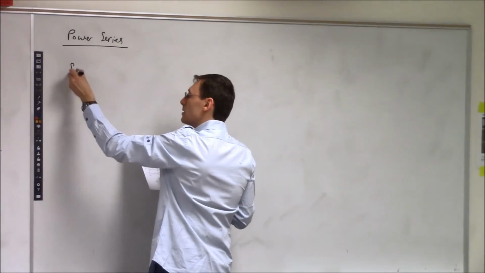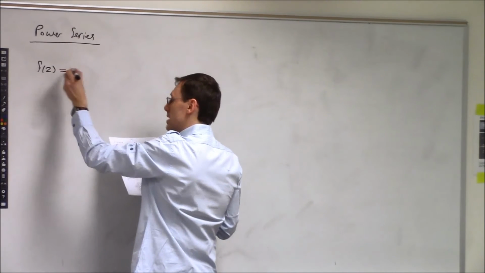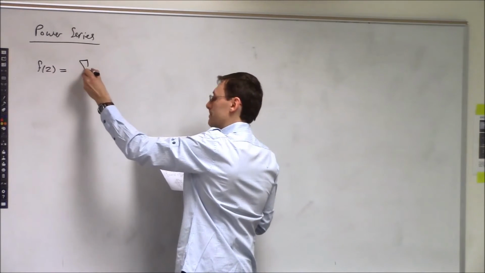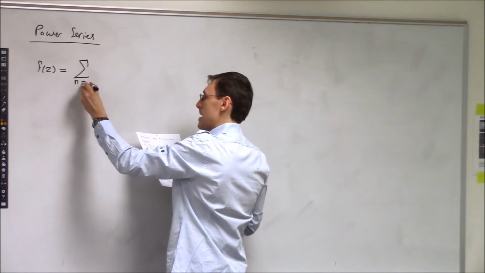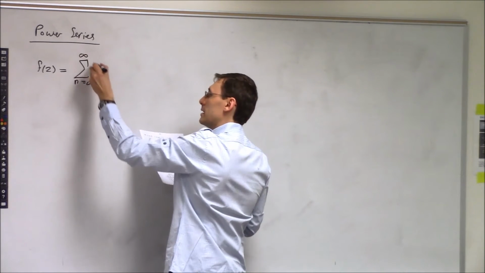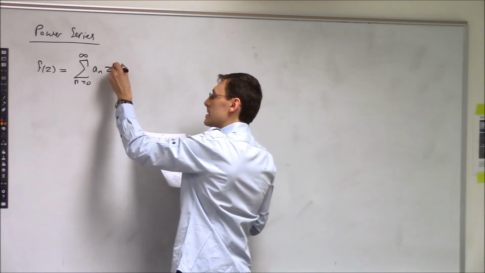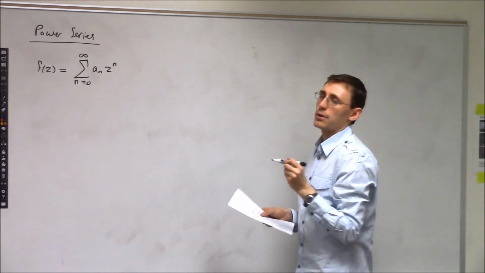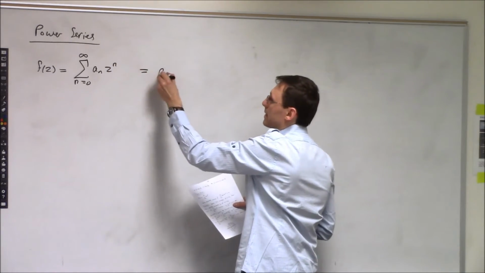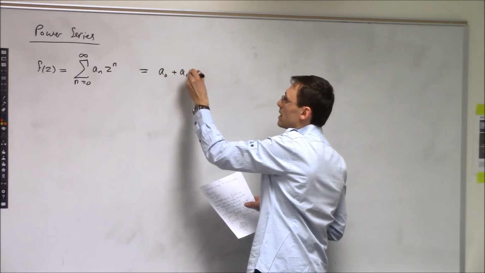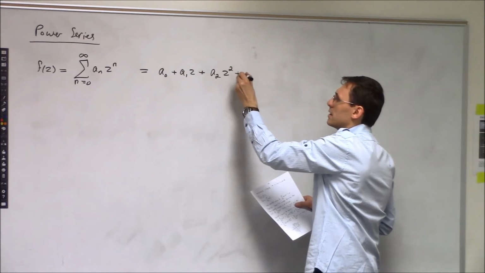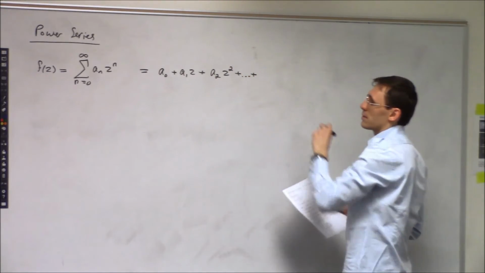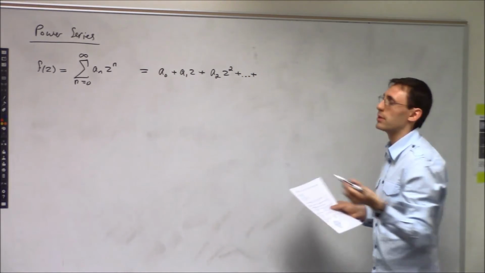So we are going to consider f of z equal to the summation n equal to 0 to infinity of a sub n z to the n. Now what is a power series? If you just look at it in expanded form, a0 plus a1 z plus a2 z squared plus onwards, right? So this is like an infinite polynomial.